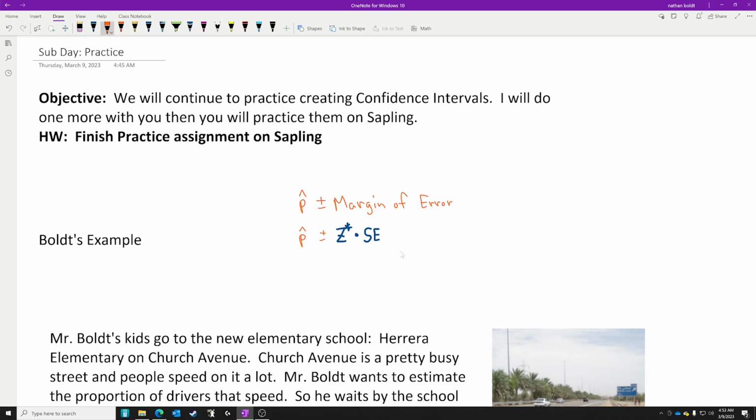All right, and the standard error is the square root of p times 1 minus p, or q, divided by our sample size, times z star plus or minus, and then p hat in the front. So there is our full formula for a confidence interval. All right, let's do one.